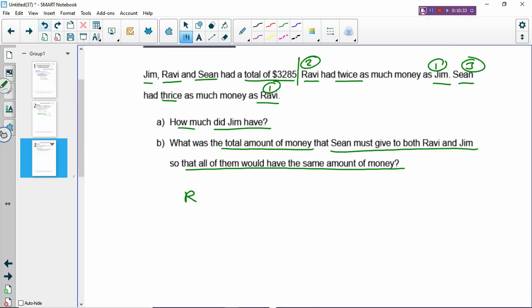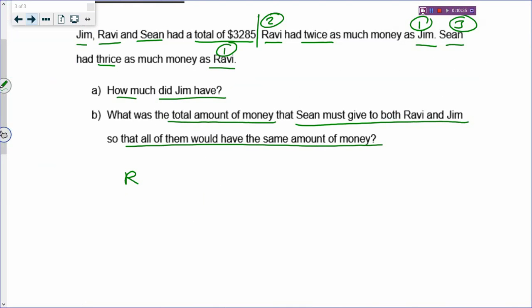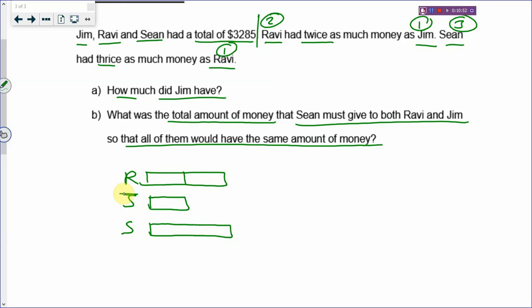So let's label the letter Jim or J. So Ravi has 2 boxes, and Jim has 1 box. And Sean had 3 times as much as Ravi. So it means that Sean has 3 times as much as Ravi. That's 1 time, same as Ravi's rectangle, which is one time, then 2 times, and then 3 times.